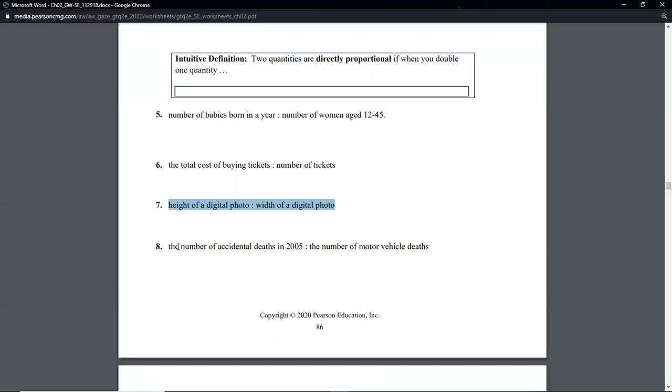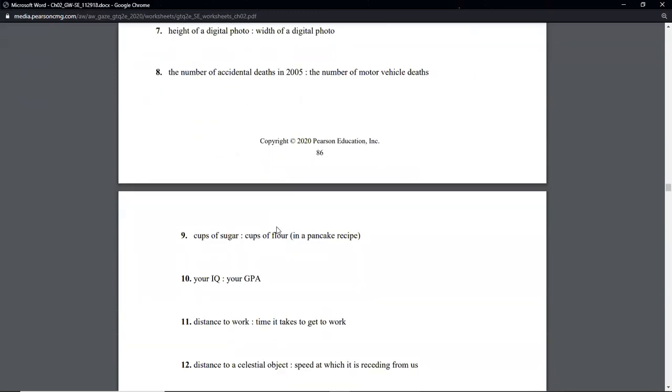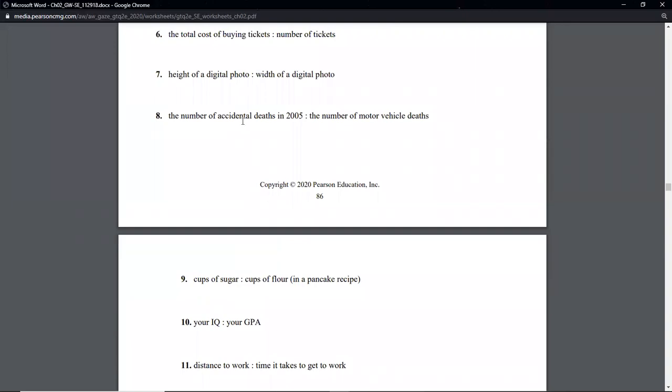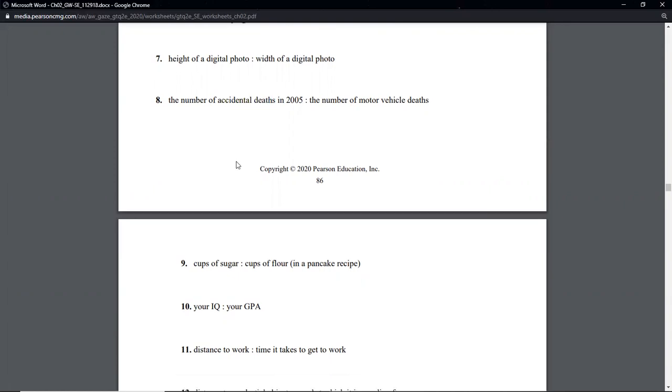Okay. Number of accidental deaths in 2005 versus number of motor vehicle deaths. Some people will get this wrong, but think about whether these two things are absolutely related to each other or not. Accidental deaths doesn't just mean motor vehicle deaths. This could be someone falling off a building or getting struck by lightning, things like that.